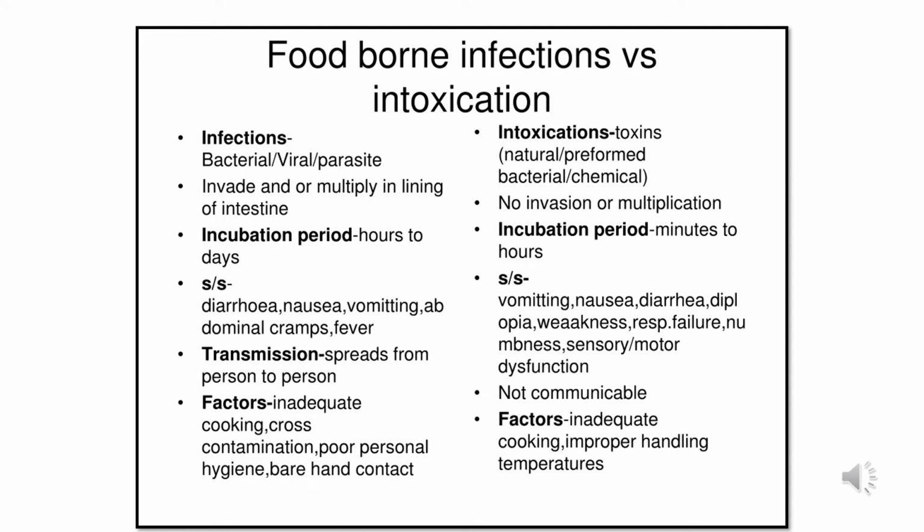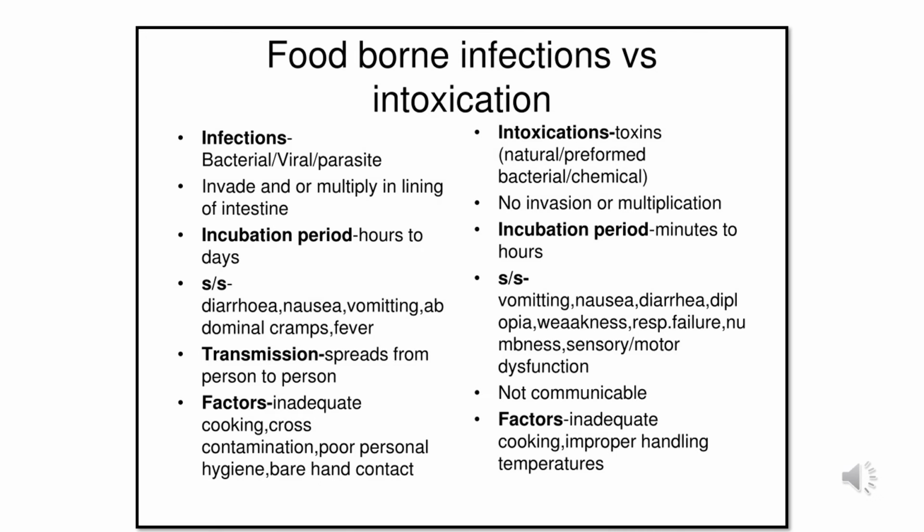Now let's study the main difference between the foodborne diseases, which are food infection and food poisoning. Food infection is caused by living microorganisms, such as bacteria, viruses, or parasites, whereas food intoxication, which is a type of food poisoning, is caused by a toxin produced either naturally or by bacteria, or by any kind of chemicals which harm the human body.